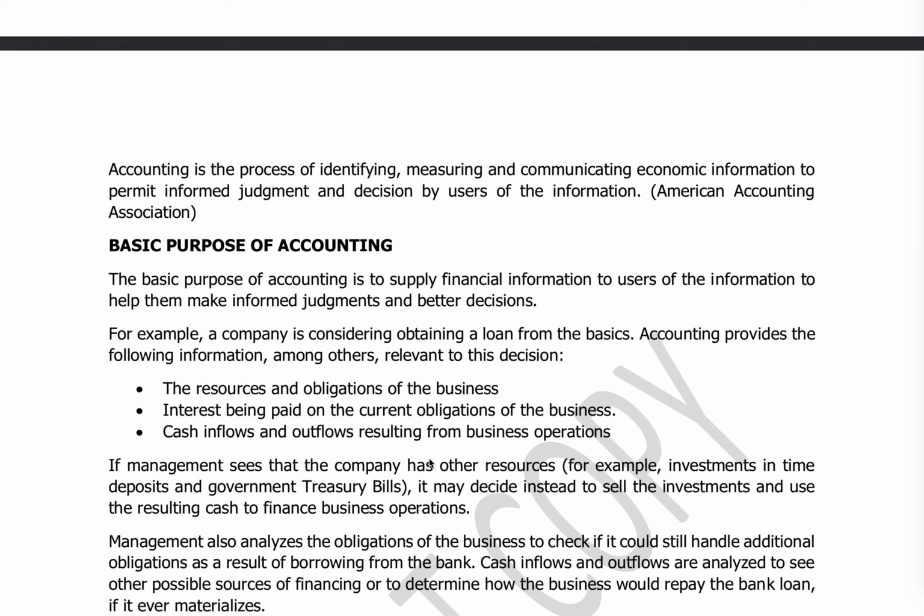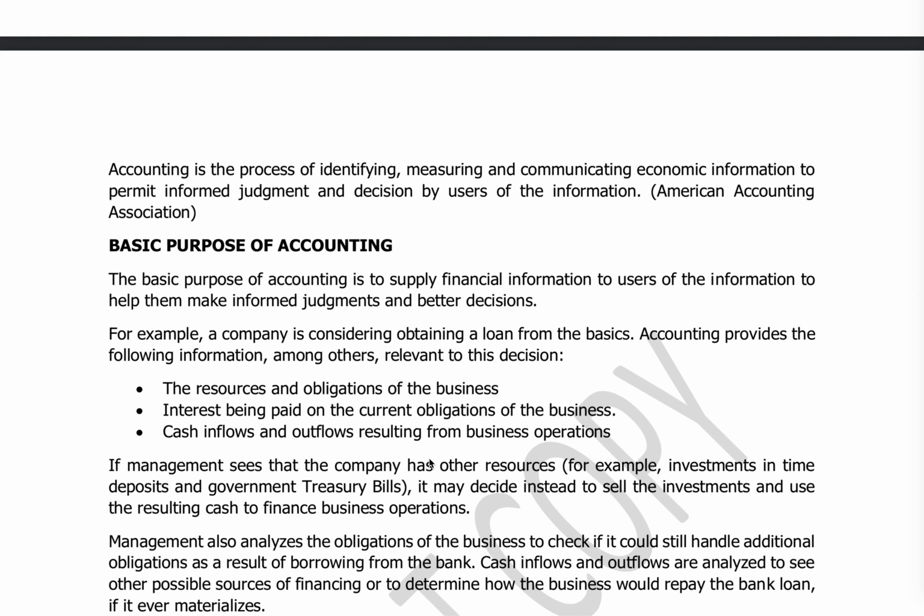Hindi din siya yung bibilangin mo lang kung ilan yung assets mo. It is a very, very, very complex but complete process. It starts with identifying all the activities, all the events, all the transactions which are financial in nature, and recording all of it. And after that, you classify what are the accounts, and then you summarize. So, dapat kompleto yung process. That is the accounting. It starts from identifying until summarizing.